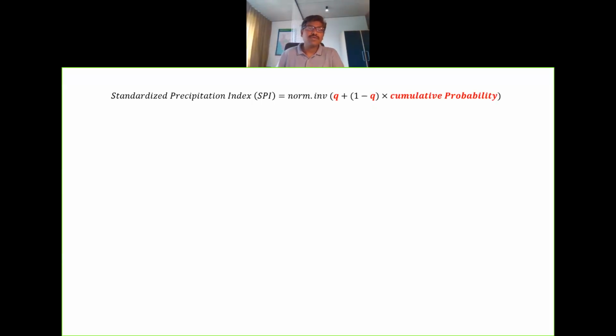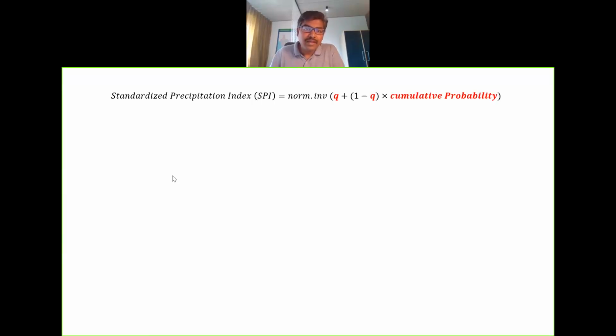Today we will see how to calculate the standardized precipitation index. Firstly, I will describe the mathematical equations. Later, I will show how to calculate SPI in an Excel sheet using the same mathematical steps.